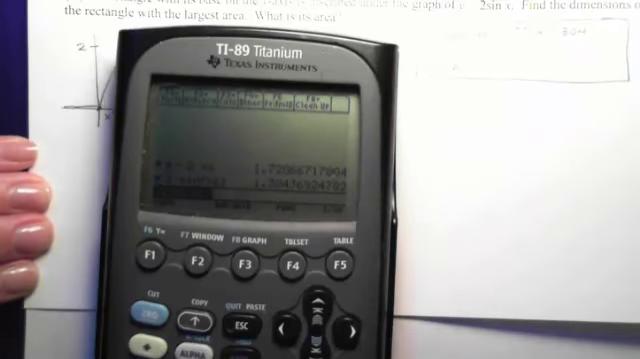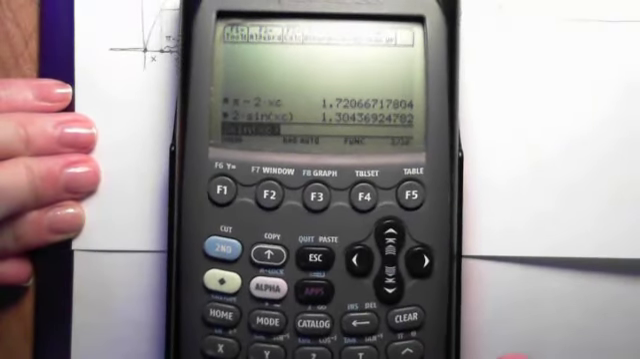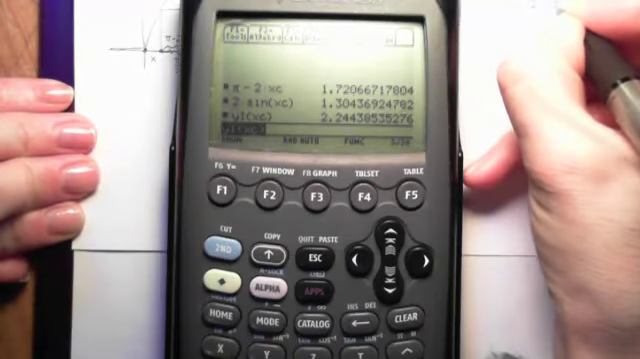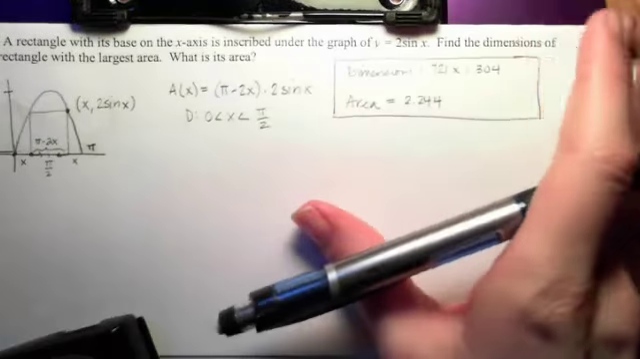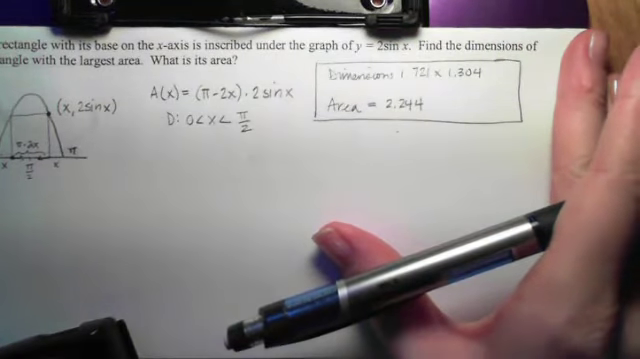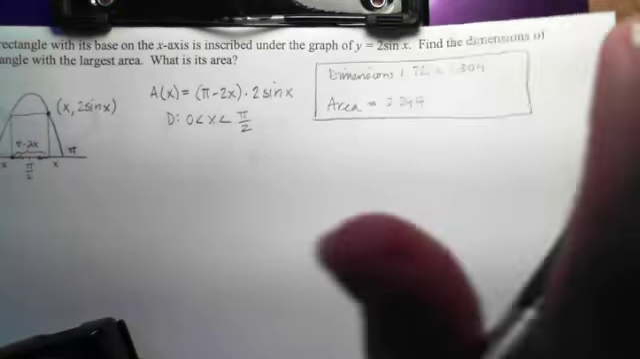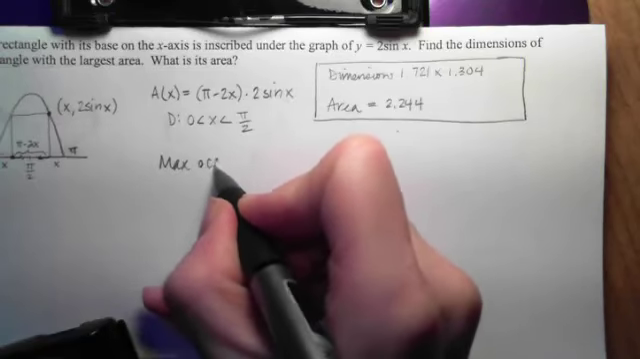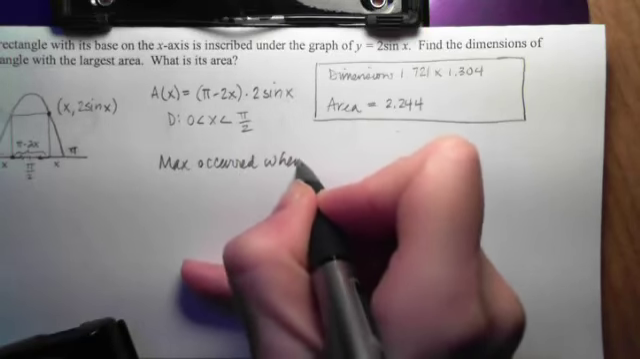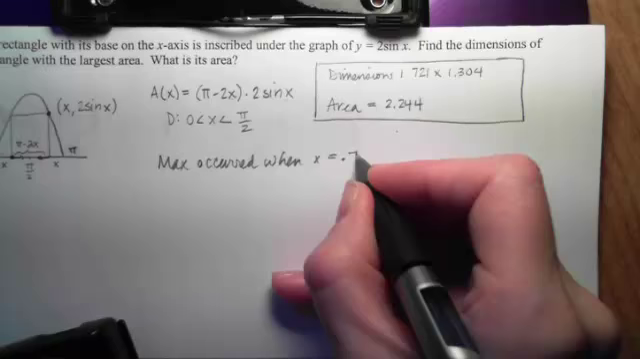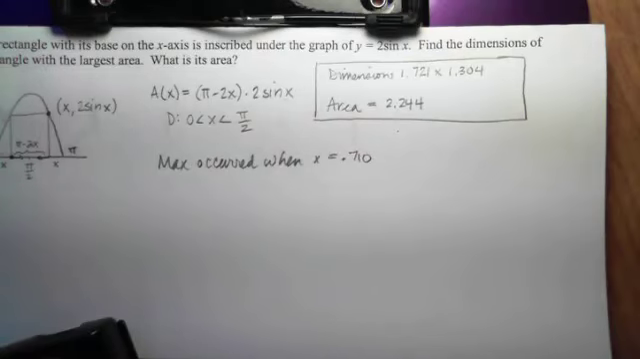And then I also need the area. So the area will be that xc plugged into y1, because that's where I stored my area function. That gives me 2.244. So my answers are, dimensions are 1.721 by 1.304, and my area is 2.244. The max occurred when x was 0.710. And I didn't write out the full explanation because it's a multiple choice. We don't have to have the justification.